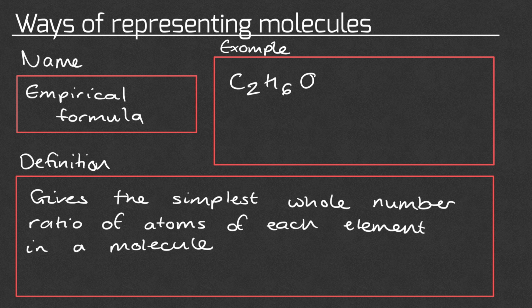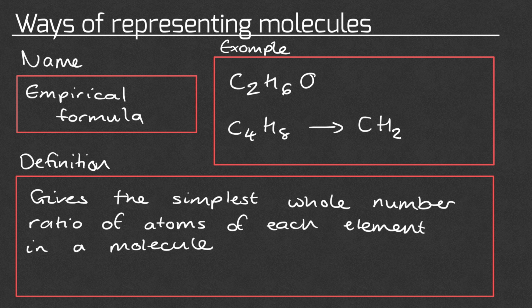We've looked at examples of ethanol so far, but the empirical formula for ethanol is also the same as its molecular formula, so we're going to look at a different example. If we had the molecule C4H8, the simplest ratio of the atoms of each of those elements would be CH2. So the simplest ratio of 4 to 8 is 1 to 2. We don't write the 1 in the chemical formula, so it is just CH2.